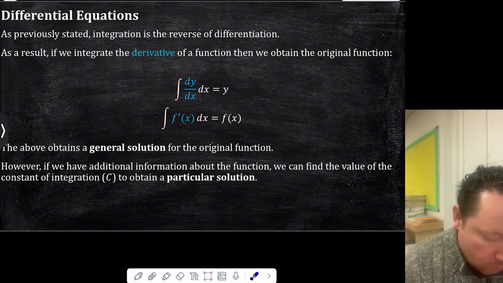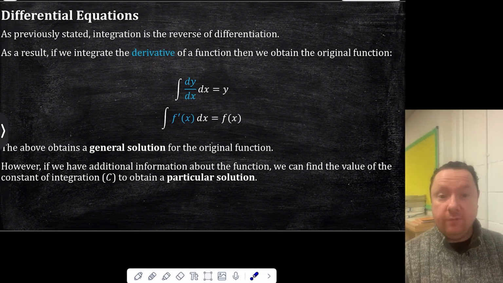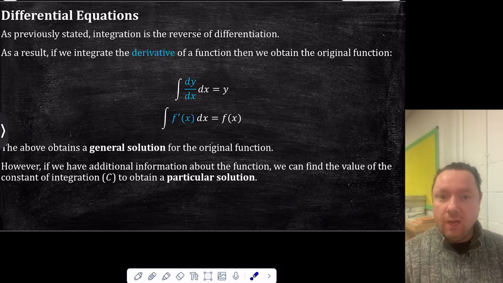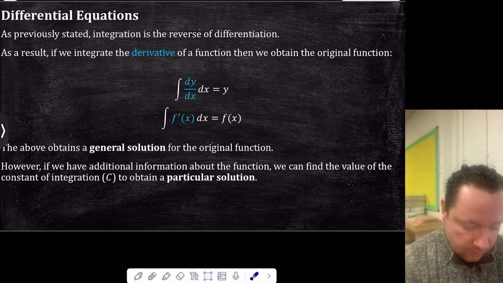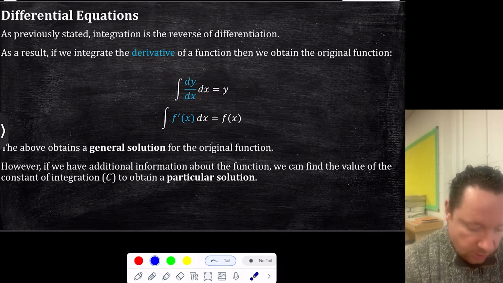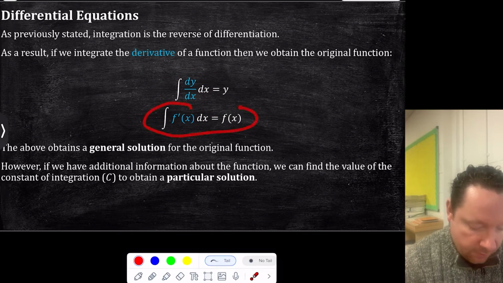Differential equations. So previously stated, integration is the reverse of differentiation. So that means that if we integrate the derivative of a function, we get back to the original function. So integrate dy by dx, which is what it says here, we get back to y. Or in other words, in function notation, if we integrate f dash x, we get back to f of x.